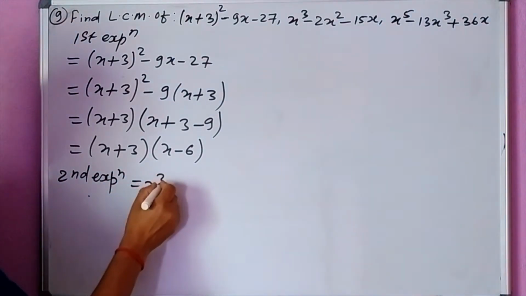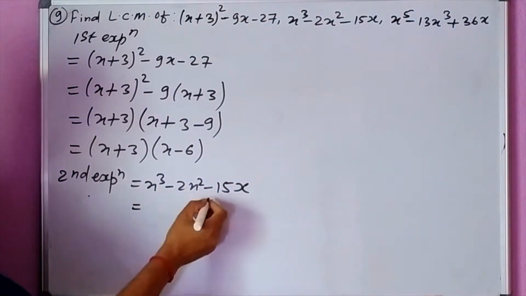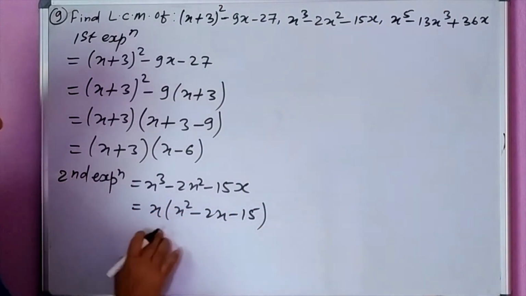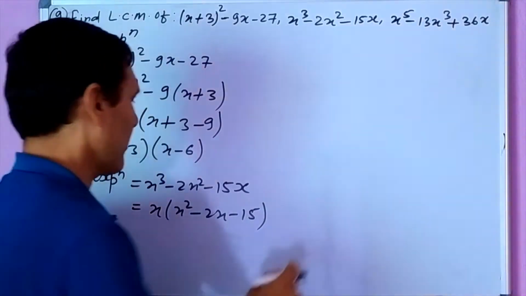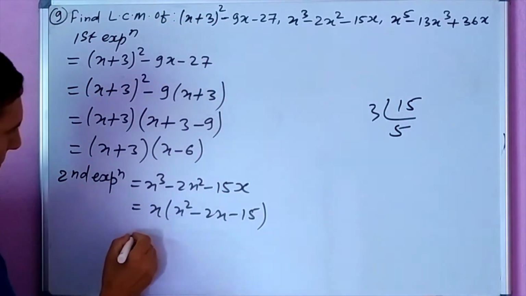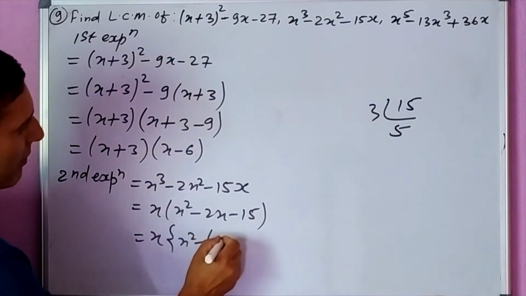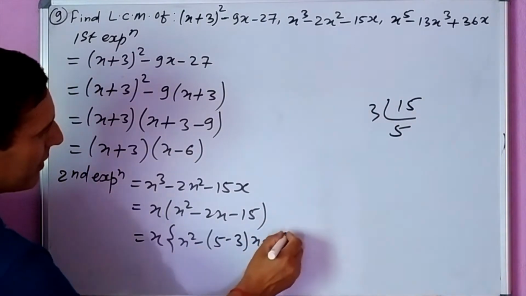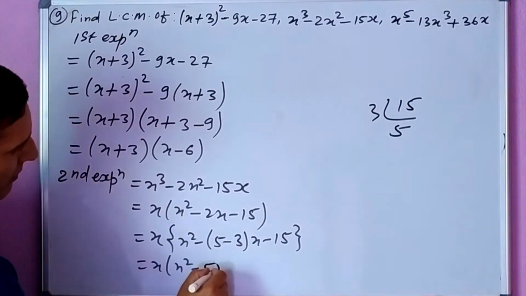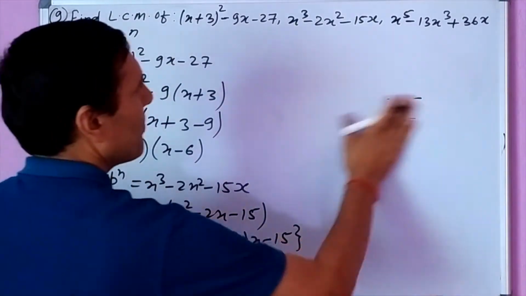We have x³ − 2x² − 15x. We can take x common, x² − 2x − 15. This can be factorized by the product and sum rule. Factors of 15 are 3 and 5. 5 minus 3 gives 2. So x² − 5x + 3x − 15.